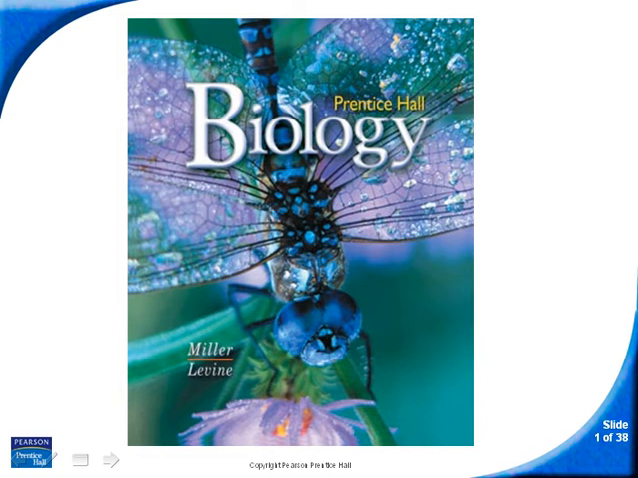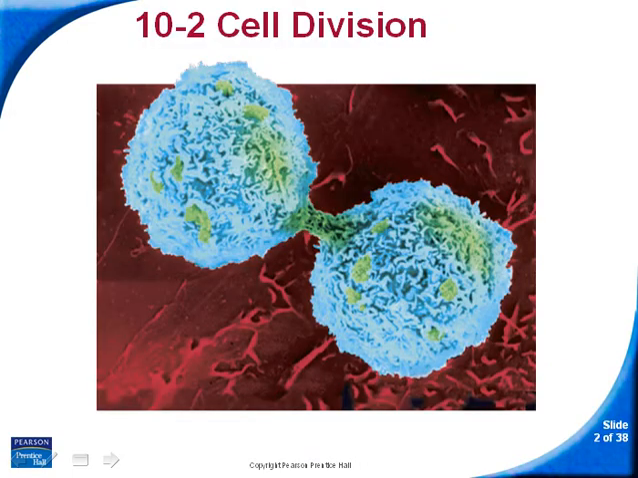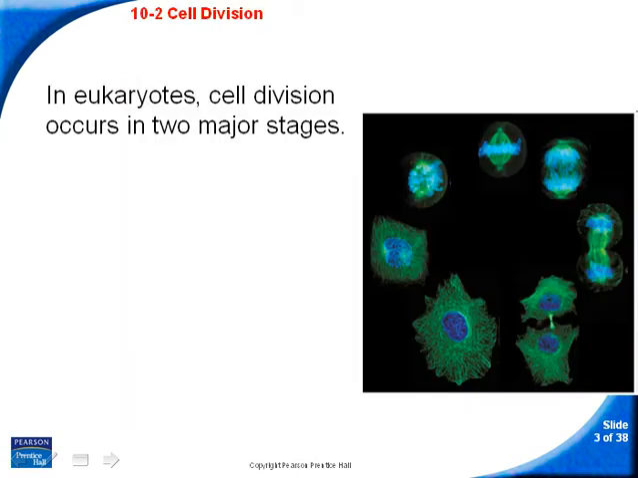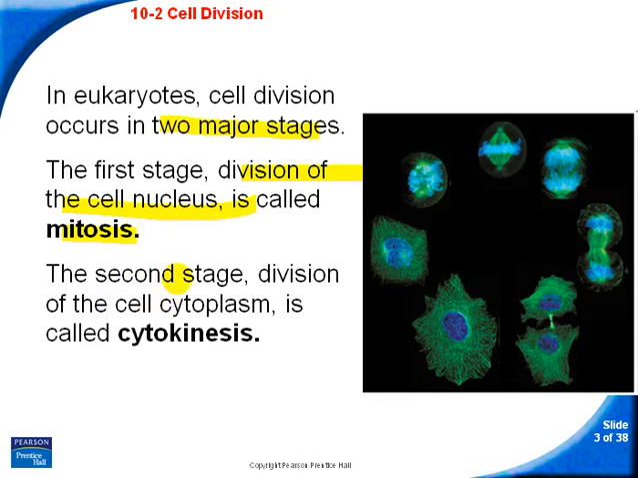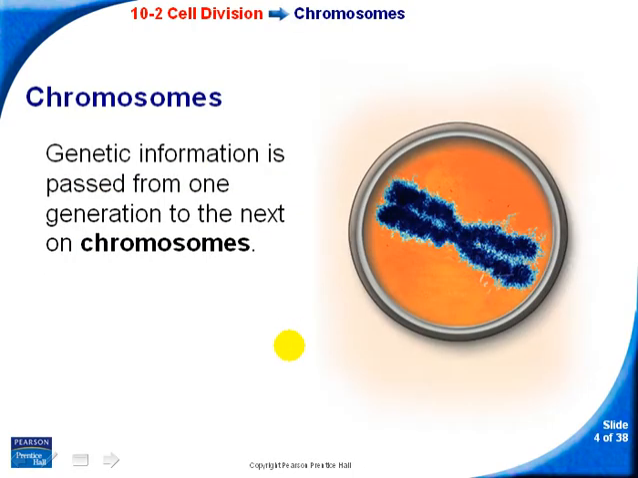Welcome to the Chapter 10, Section 2 podcast, and this podcast is on cell division, and we're going to look more closely at what we discussed in the last section. So, we're going to divide cell division into two major stages. The first one is going to be the division of the cell nucleus, and this is called mitosis. And the second stage of the division is going to be the division of the cytoplasm, which we're going to call cytokinesis.